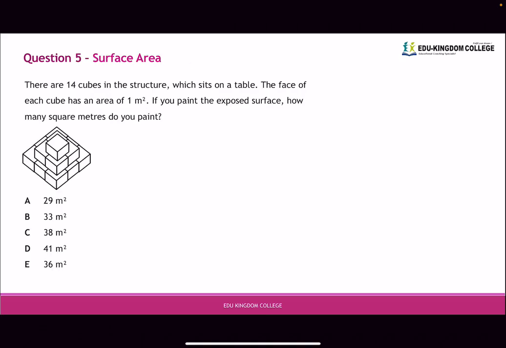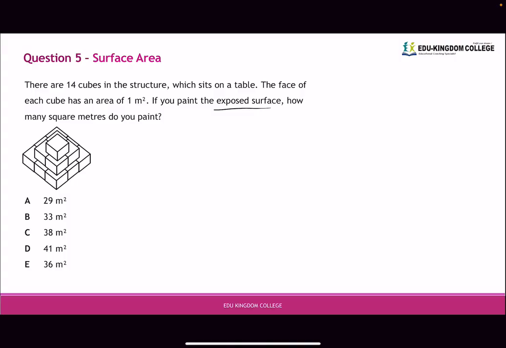So question 5, surface area. Be careful when you read the question, because it does say the face. There are 14 cubes in the structure. If you paint the exposed surface, that's not the bottom. We can't see the bottom, it's not exposed. So for those of you that were a bit confused, that might be why.